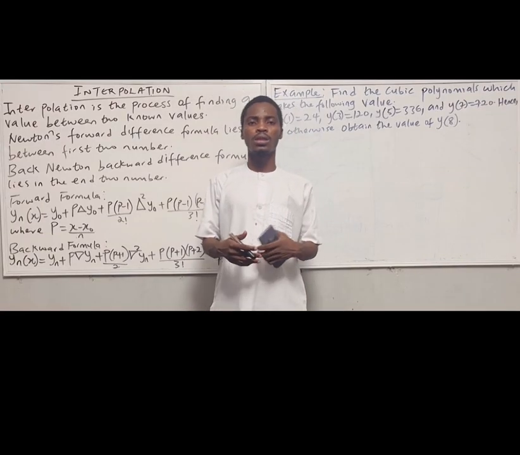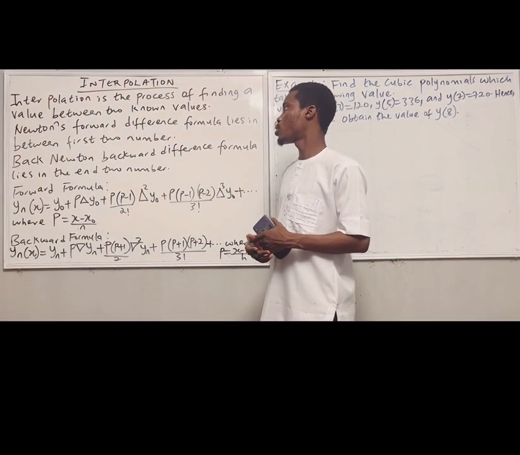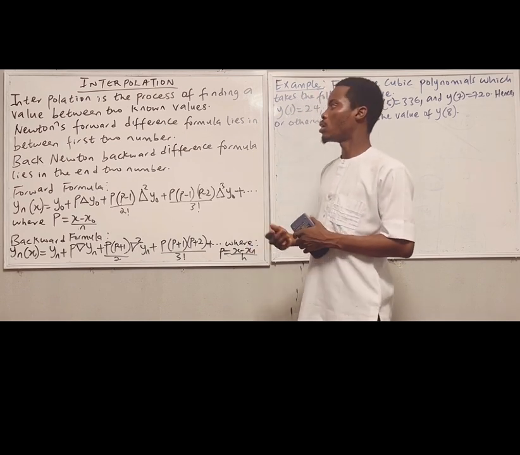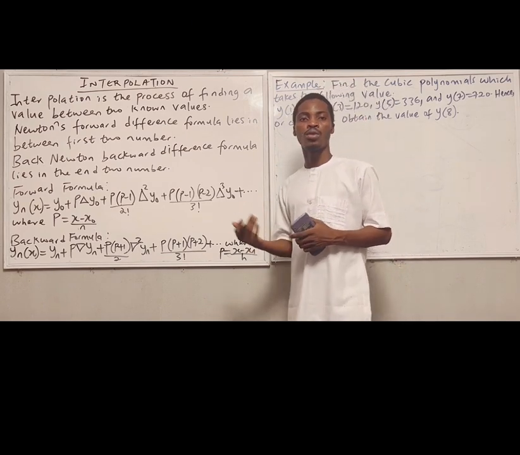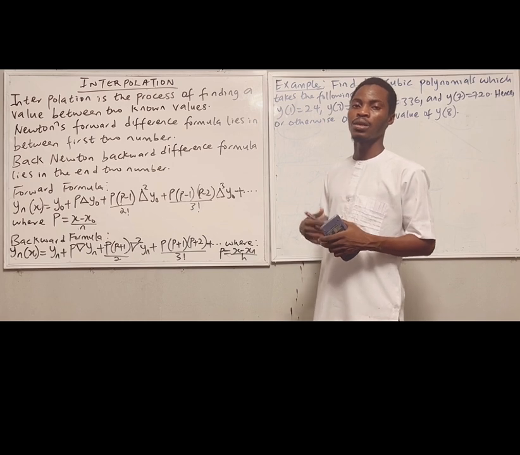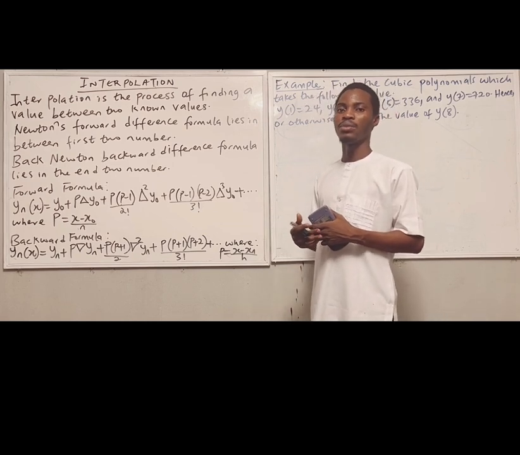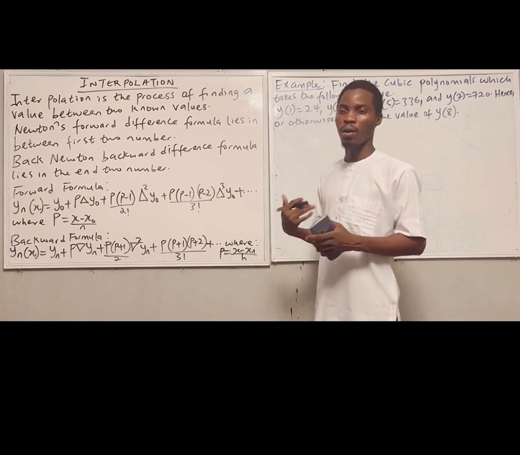We are going to talk on interpolation. Interpolation is the process of finding a value between two known values. In interpolation, we find a what? We find a value. That is, we find differences between values. It can be either forward or backward.